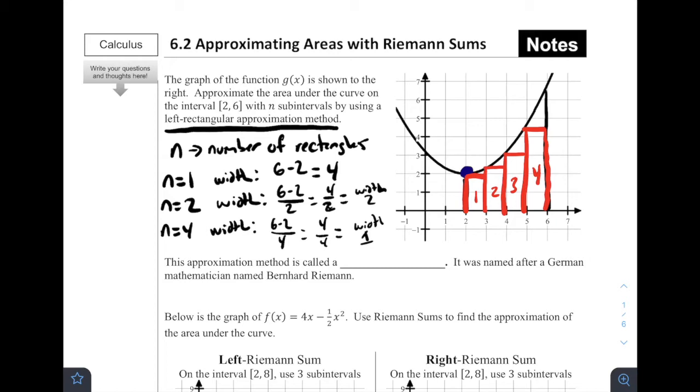What you might notice in this case is that as we add more rectangles, there ends up being less and less missed area here. As we've increased the rectangles, this is getting a little bit more accurate.